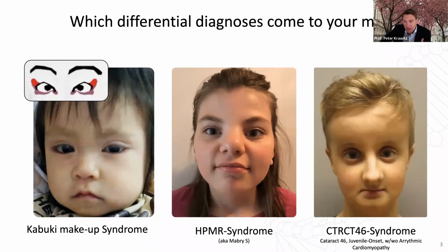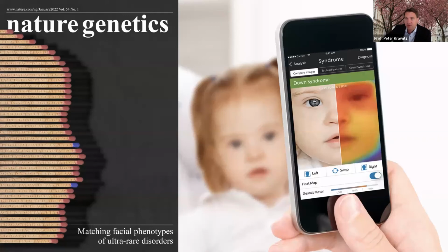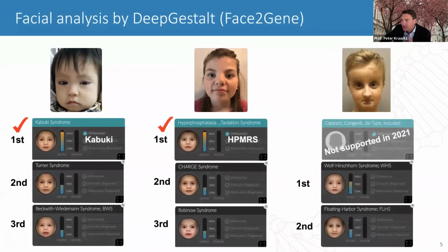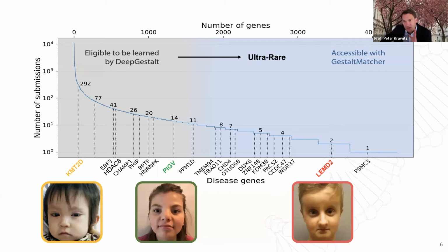So Karen already explained to you how to use that new support in the desktop version. In the mobile version, it will probably also follow soon. And this is how it looked until 2021, right? You could get Kabuki and Mabry on the top rank, and only now also LEMD2.